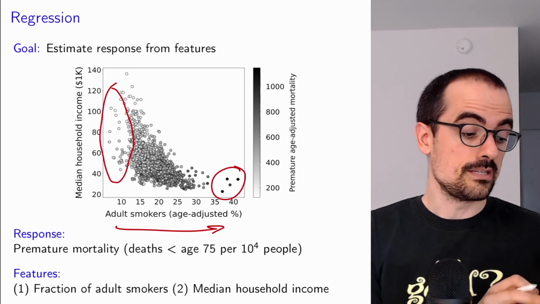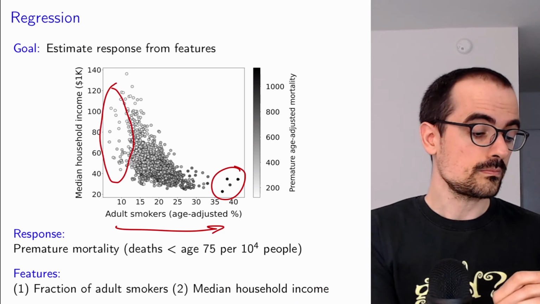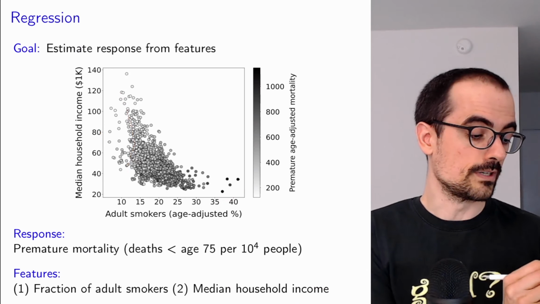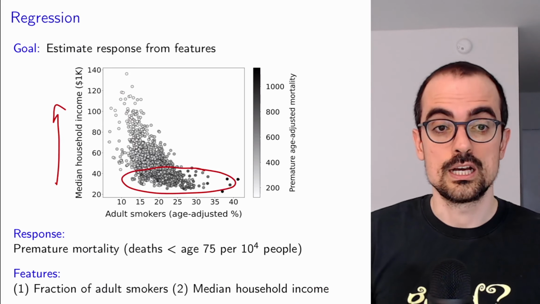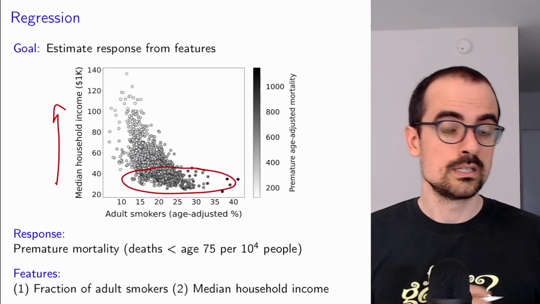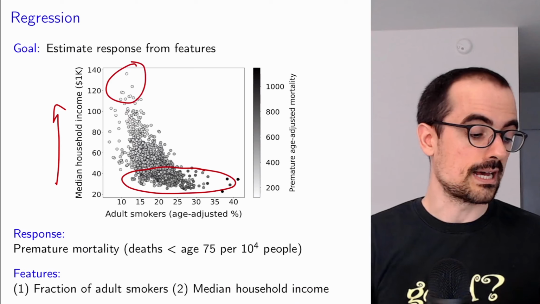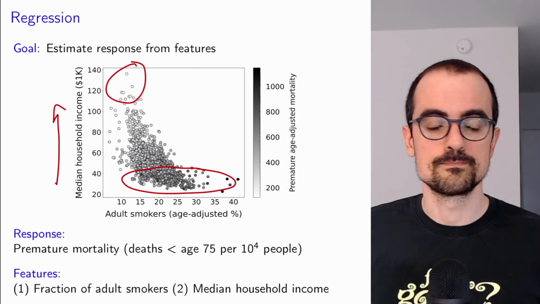The second feature is median household income, which is this axis over here. These counties have under $40,000 of median household income. These counties have more than 100,000.